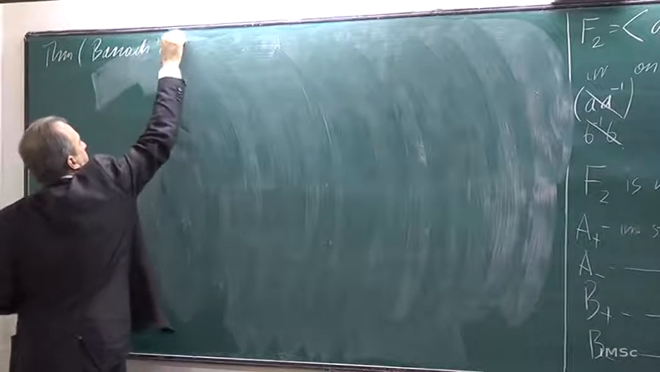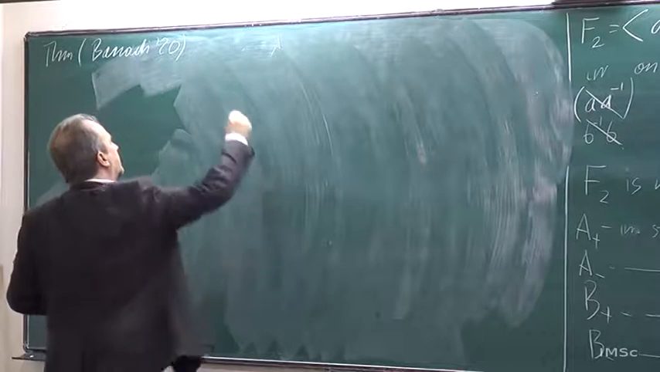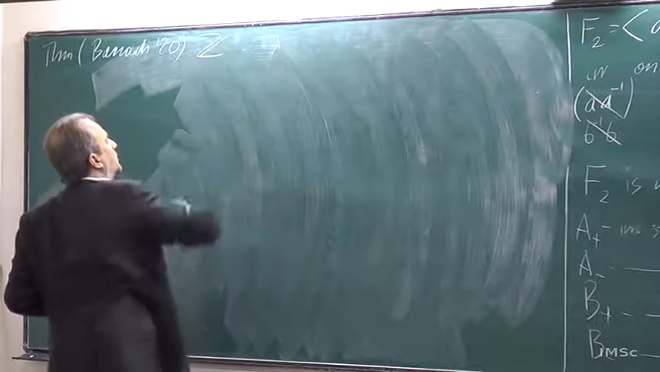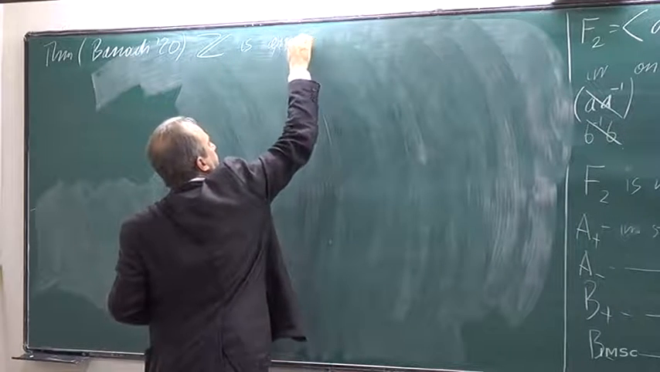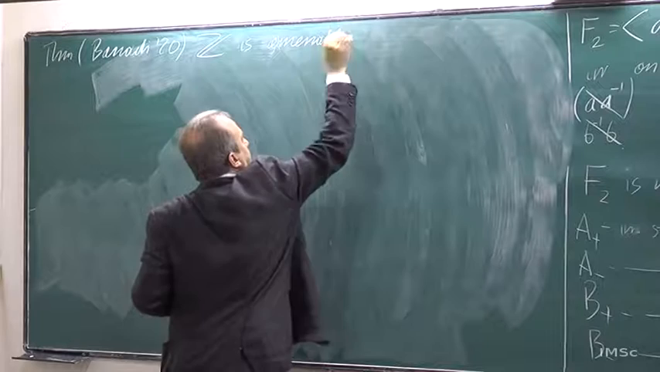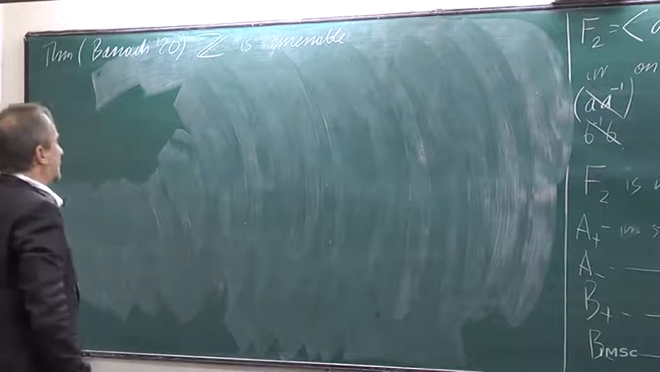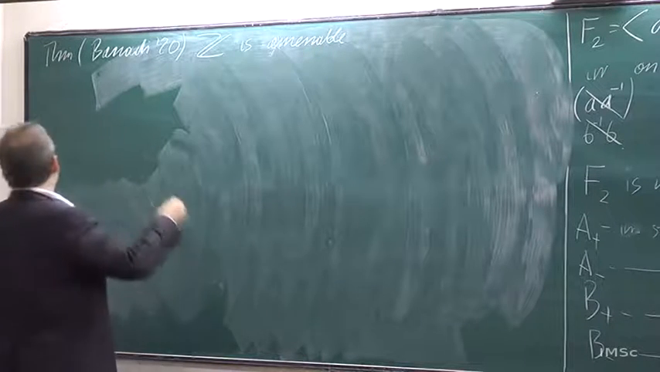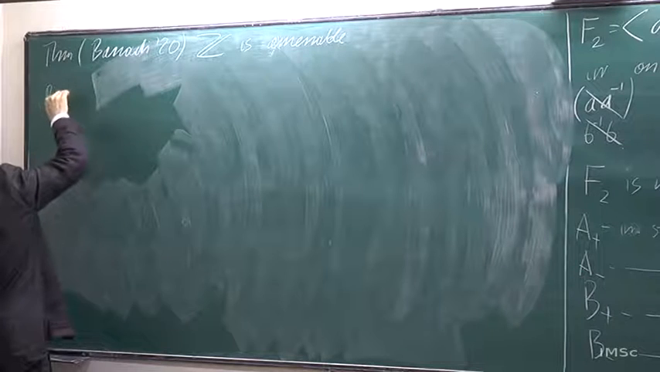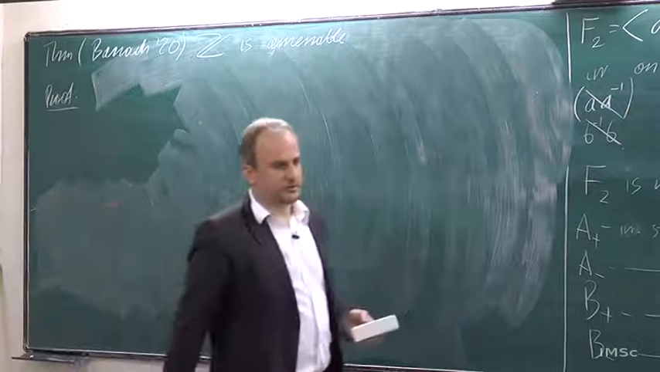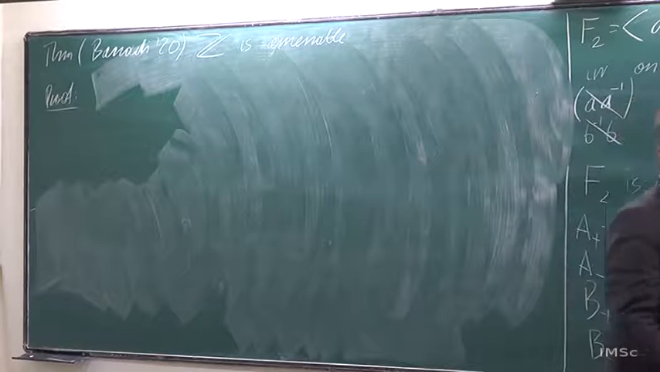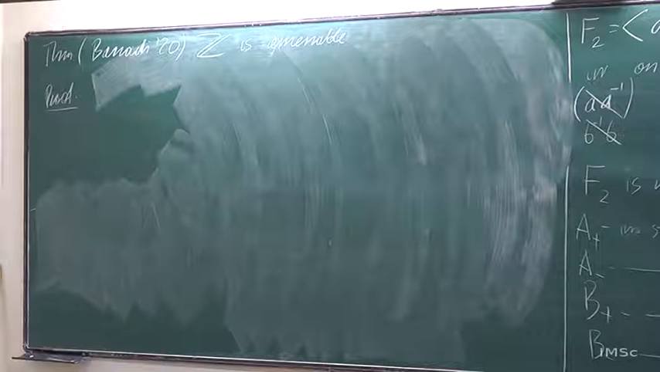Banach, also from the 20s: the group of integers is amenable. And let us see the proof of it. The original one, which is still probably the simplest way of proving it.